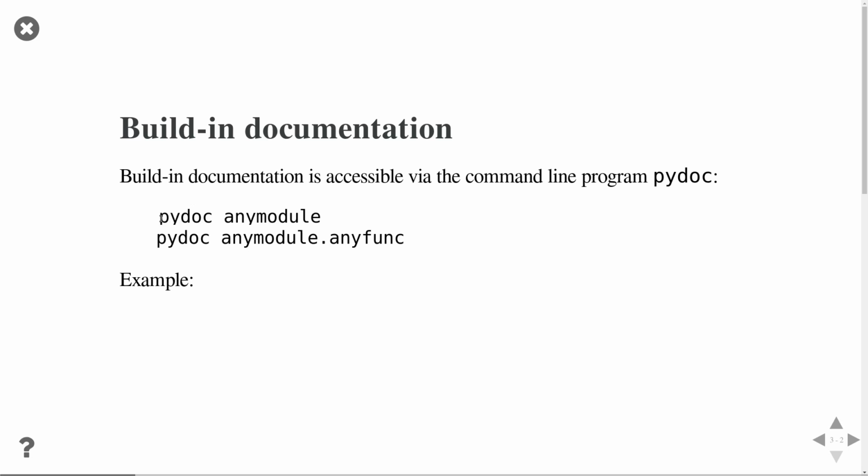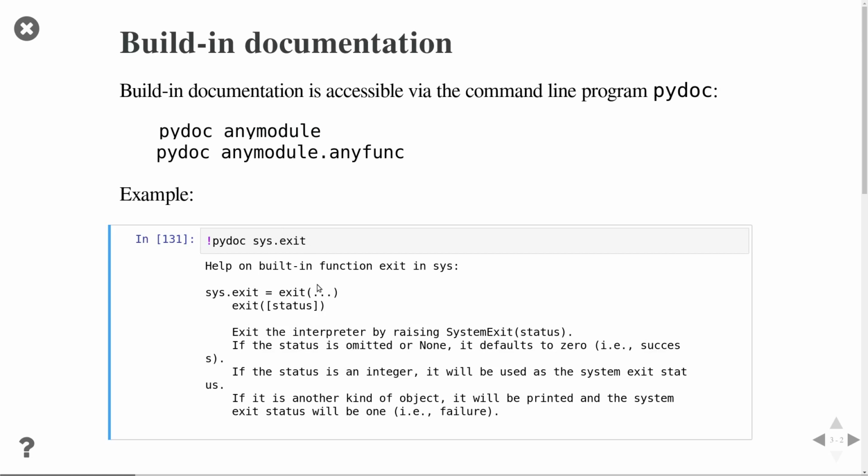So you can type in pydoc and then the module name, and then you get the documentation of that specific module. You can also type in pydoc, module name, dot, a specific function in that module to get the documentation of that function. So I'll show you an example. Let's say there's this module called sys in Python, and particularly I'm interested in this function called exit that's in there. So I can run this, and here you get the help message.